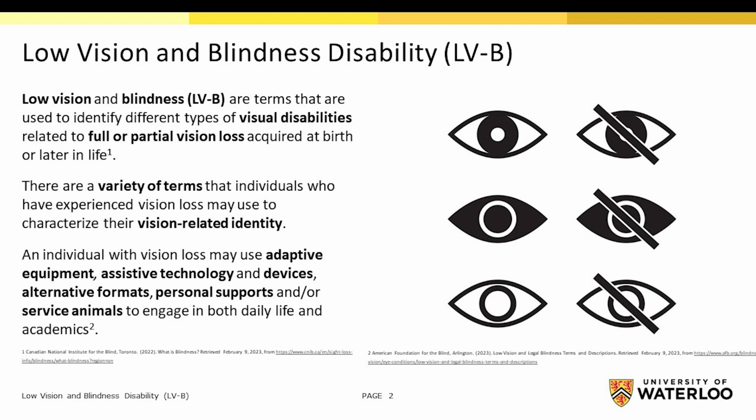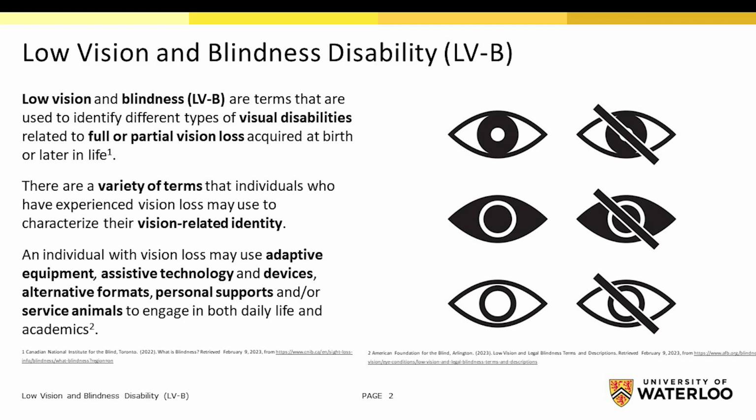There are a variety of terms that individuals who have experienced vision loss may use to characterize their vision-related identity. An individual with vision loss may use adaptive technology, assistive technology, and devices, alternative formats, personal supports, and/or service animals to engage in both daily life and academics.